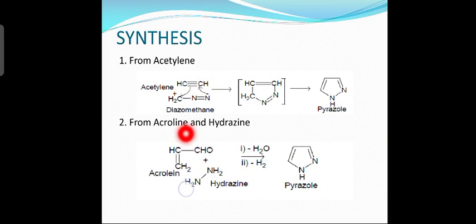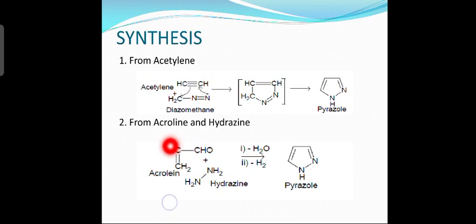By passing acetylene into a cold ethereal solution of diazomethane. So acetylene reacts with diazomethane to give an addition product. This is the addition product formed. By the shifting of pi electrons, you can see here, finally we get pyrazole.